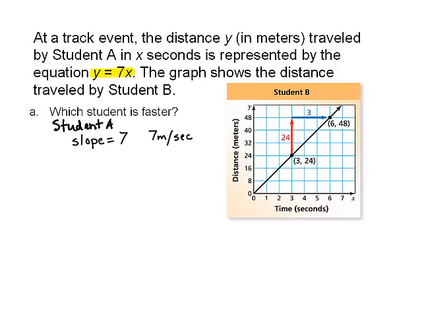Now let's look at student B. To find the speed of student B, we need to find the slope of the line on the graph. Remember, slope equals rise over run. In the graph, we see that the rise is 24 and the run is 3. 24 thirds is 8, so the slope is 8. This means that student B travels 8 meters per second.